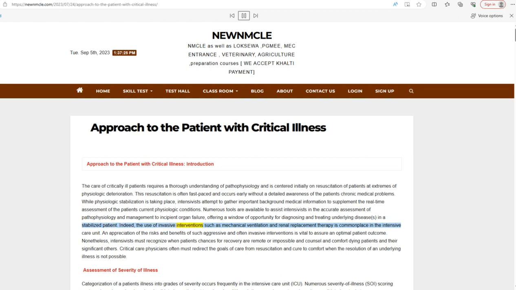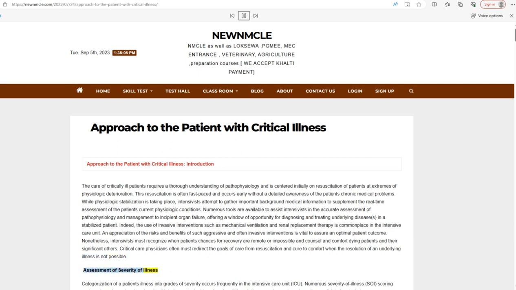Indeed, the use of invasive interventions such as mechanical ventilation and renal replacement therapy is commonplace in the intensive care unit. An appreciation of the risks and benefits of such aggressive and often invasive interventions is vital to assure an optimal patient outcome. Nonetheless, intensivists must recognize when patients' chances for recovery are remote or impossible and counsel and comfort dying patients and their significant others. Critical care physicians often must redirect the goals of care from resuscitation and cure to comfort when the resolution of an underlying illness is not possible.